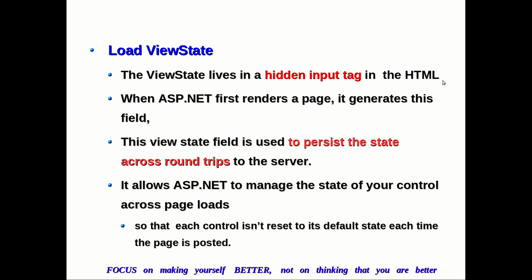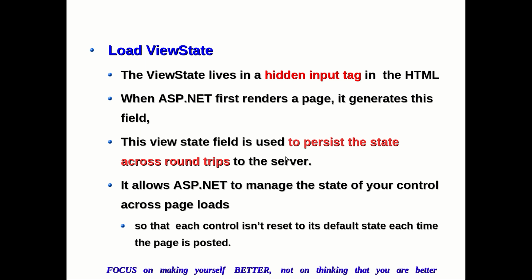You can observe there, apart from the input tags that you have studied in HTML, like the tags like text box, input box, or submit button, or the basic HTML controls like making some text bold or italic, apart from all these tags, you have a tag called the hidden input tag, and this tag is the one which will be used in the view state. So when ASP.NET first renders a page, it generates this hidden input tag field, and the view state field is used to persist the state across round trips to the server.